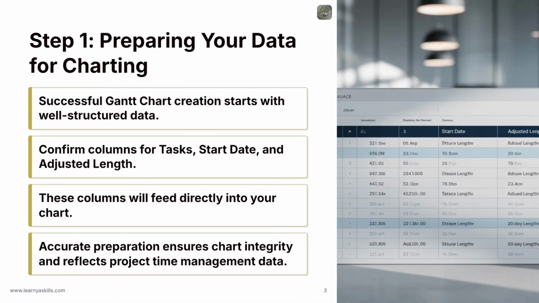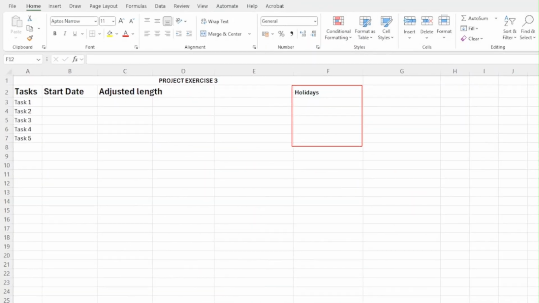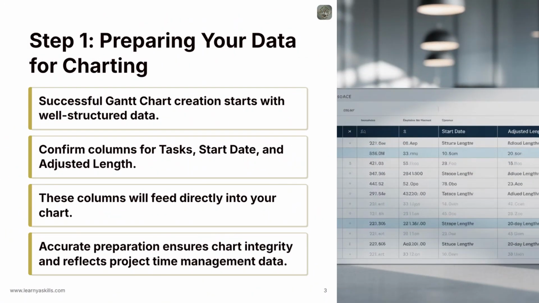Every successful Gantt chart begins with meticulously prepared data. Before we even think about clicking Insert Chart, it's crucial to ensure your data table is perfectly structured. This means you should have clear columns for your tasks, the names of your project activities, the start date for each task, and the adjusted length, that crucial duration we calculated in our previous lesson, accounting for working days. These three columns are the direct input that will feed into your chart. Accurate preparation here is paramount. It forms the backbone for effective project time management visualization.